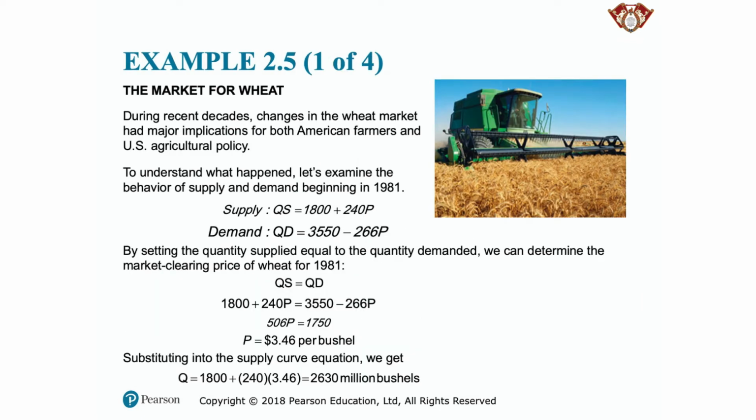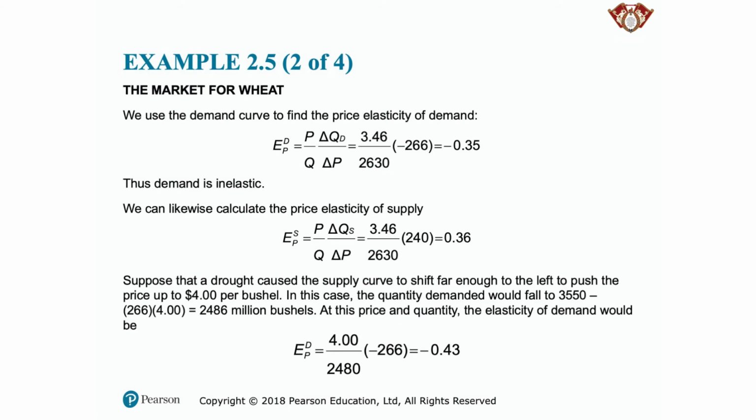Supply curve is like this. Where is supply? I'm sorry. Supply curve is like this. So changing QS over changing price is 240. This one is inserted here. Then we can calculate price elasticity of supply is this one. Got it? So practice yourself, right?